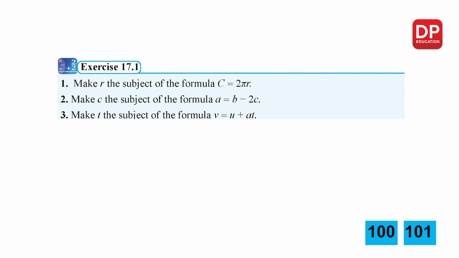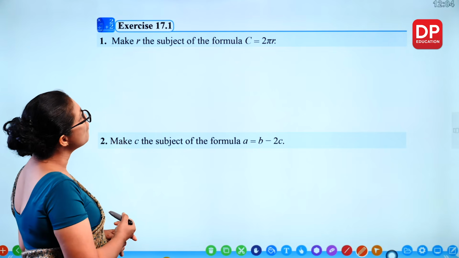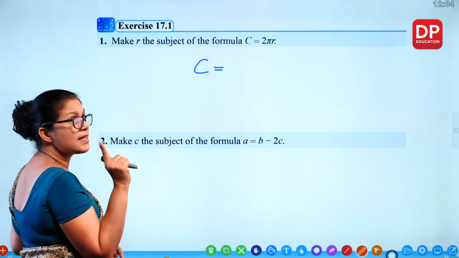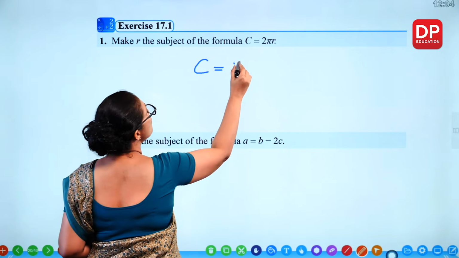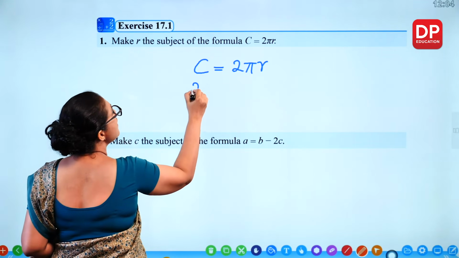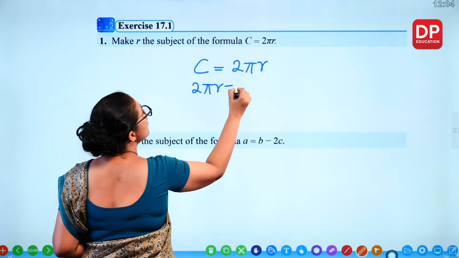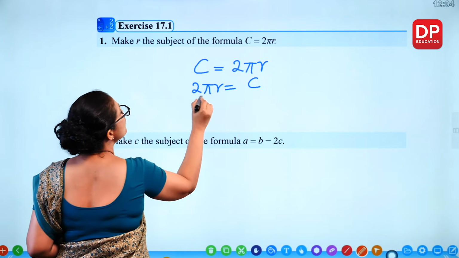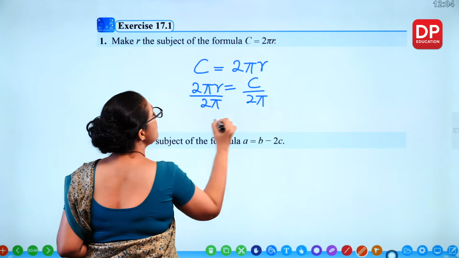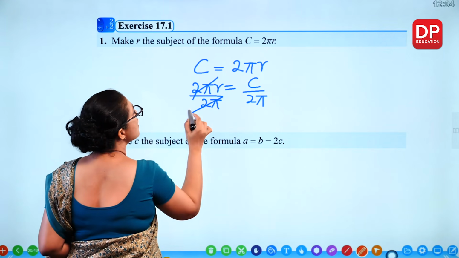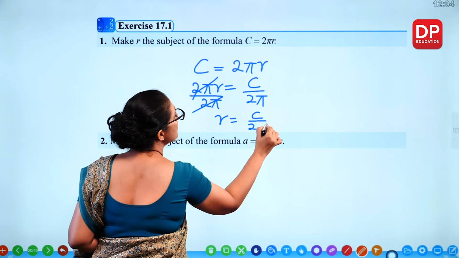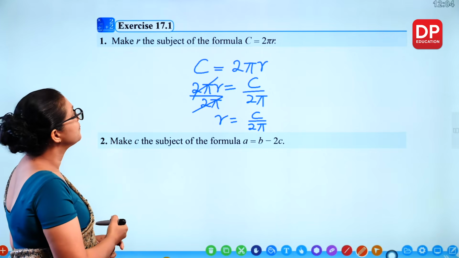Exercise 17.1. Make R the subject of the formula. What's this? Circumference of a circle. C equals 2 pi r. I need r, so I can rewrite this as 2 pi r equals C. To get r, I need to divide both sides by 2 pi. So what am I getting? R equals C over 2 pi.